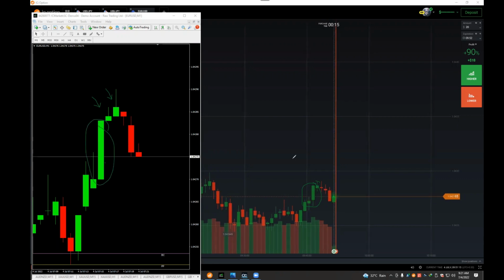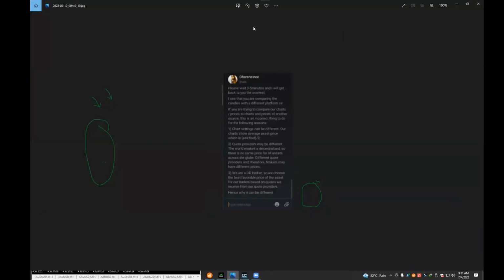When I inquired about this problem from all the brokers, they gave me a response. I'm showing you the response from IQ Option. They told me that if you try to compare our charts and prices with another source, this is an incorrect thing to do, for the following reasons. As I told you about decentralization, they are telling us about that problem. Chart settings can be different. Our charts show the average asset price, which is ask plus bid divided by 2. The IQ Option data comes from the quote provider, a DD quote provider, and their ask plus bid price is modified. That's why you will see a difference in the candles as compared to Volume Trade, Cortex, and Forex.